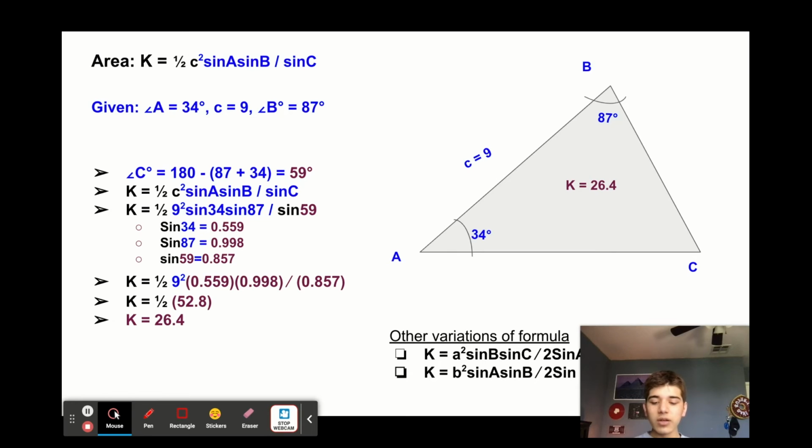We can simplify the equation by finding the sine of each angle. The sine of 34 is 0.559, sine of 87 is 0.998, and the sine of 59 is 0.857. As we continue to simplify the equation, we finally arrive at the area of the triangle, which is 26.4.